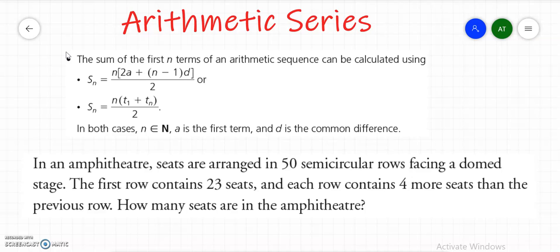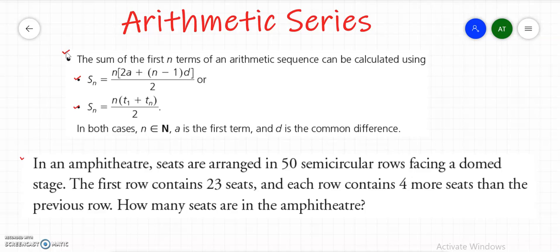So first I would like to explain the formula of the arithmetic series. Basically, the arithmetic series has two formulas. The sum of the first n terms in an arithmetic sequence can be calculated using the first formula or the second formula. In both cases, n belongs to natural numbers. A is the first term of the sequence and D is the common difference. We can calculate the D by doing second term subtract the first term, like we did in arithmetic sequence.